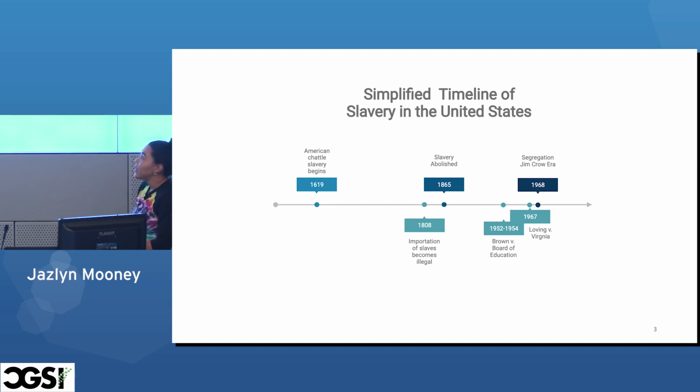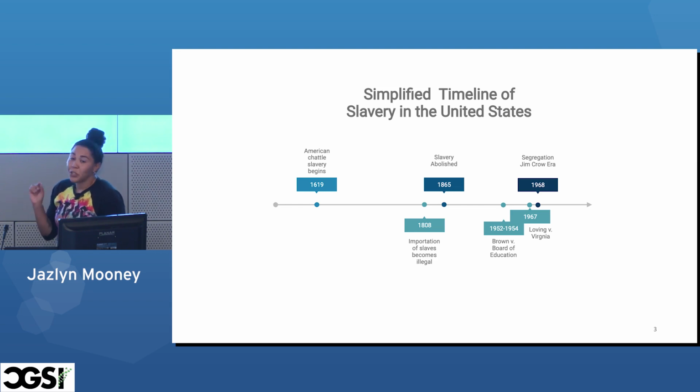I'll dive more deeply into it. But just to start, many of you maybe heard about the 1619 project. So 1619 actually marks the beginning of what's known as chattel slavery in the United States. And then we see that the importation of slaves basically becomes illegal in 1808. But then there's a period of time between making the importation of slaves illegal and the actual abolishment of slavery. So the abolishment of slavery is not until 1865.